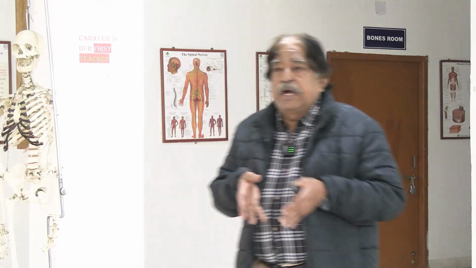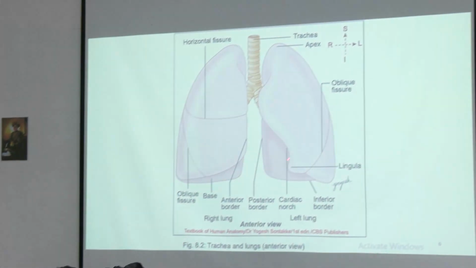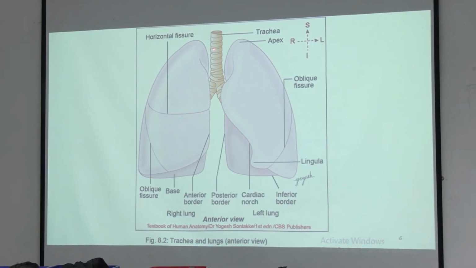And in between the 2 lungs, the heart is placed in this cardiac notch, this place. This is the trachea.